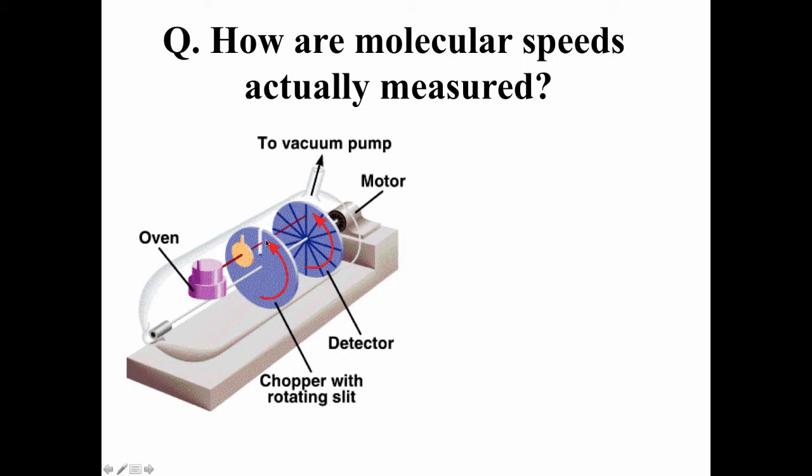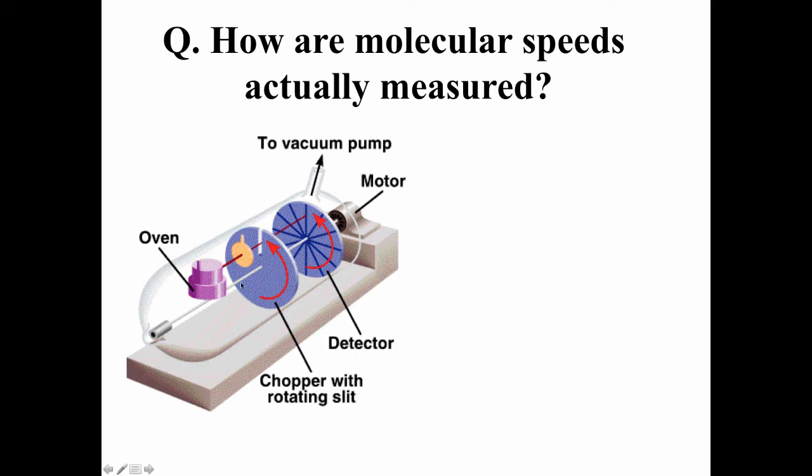And as this beam passes in this direction, we have these discs that are spinning, and the first one is a chopper disc. It has a little gap there, and so when the beam of gas molecules is lined up with this little slit in the disc, then the gas molecules will pass through and hit the next disc, which is a detector. But all the rest of the time, when this disc has the slit not aligned with the beam of gas particles, then no gas particles will get through.